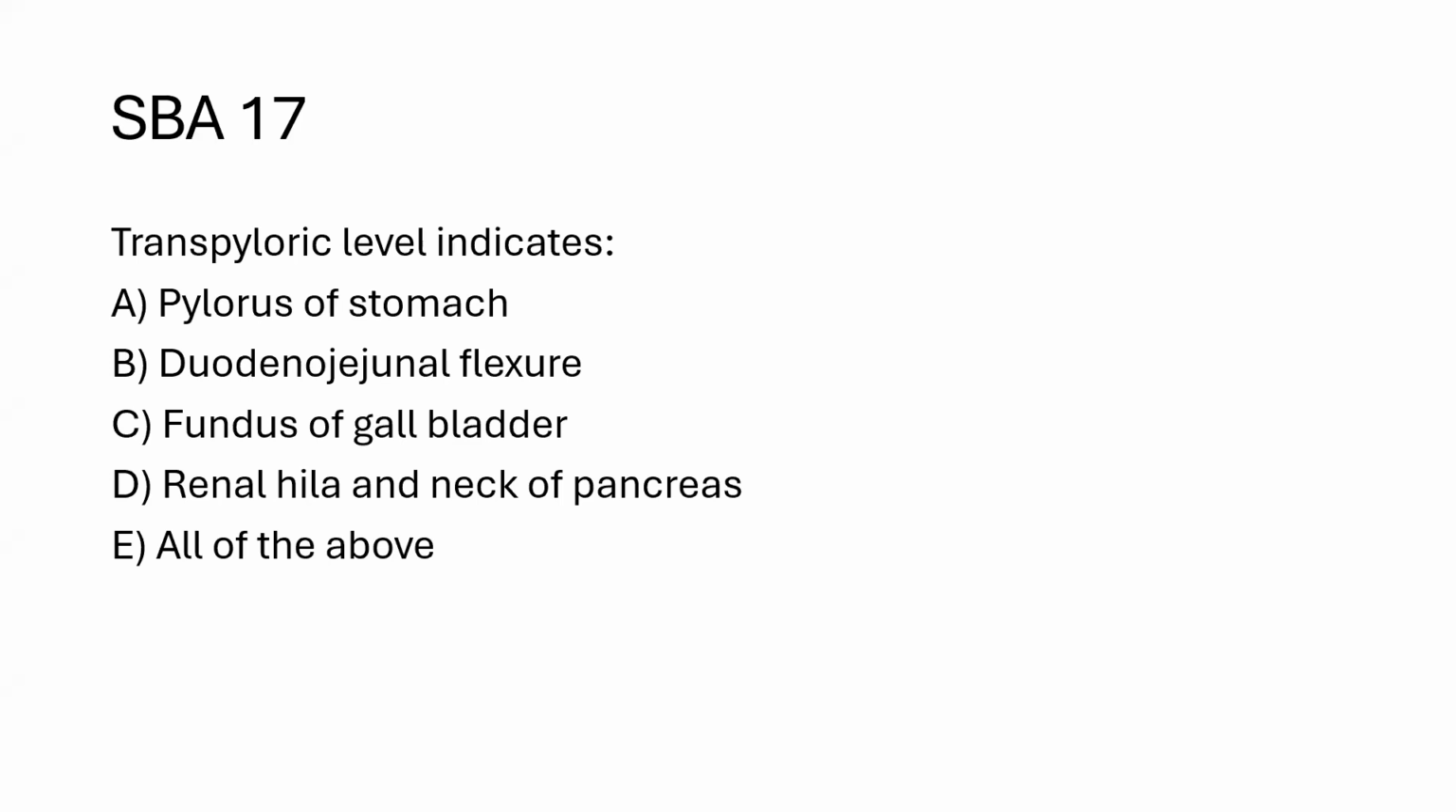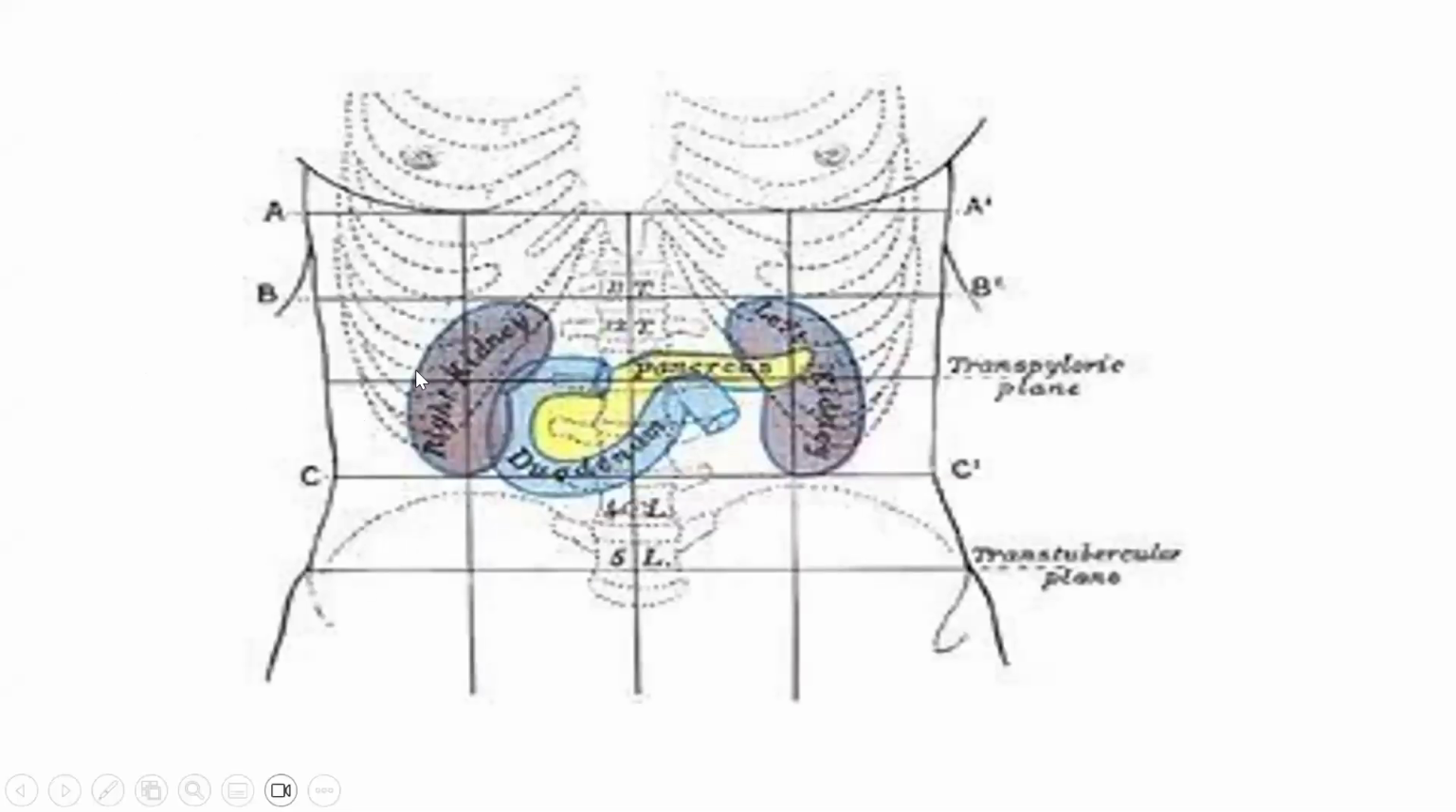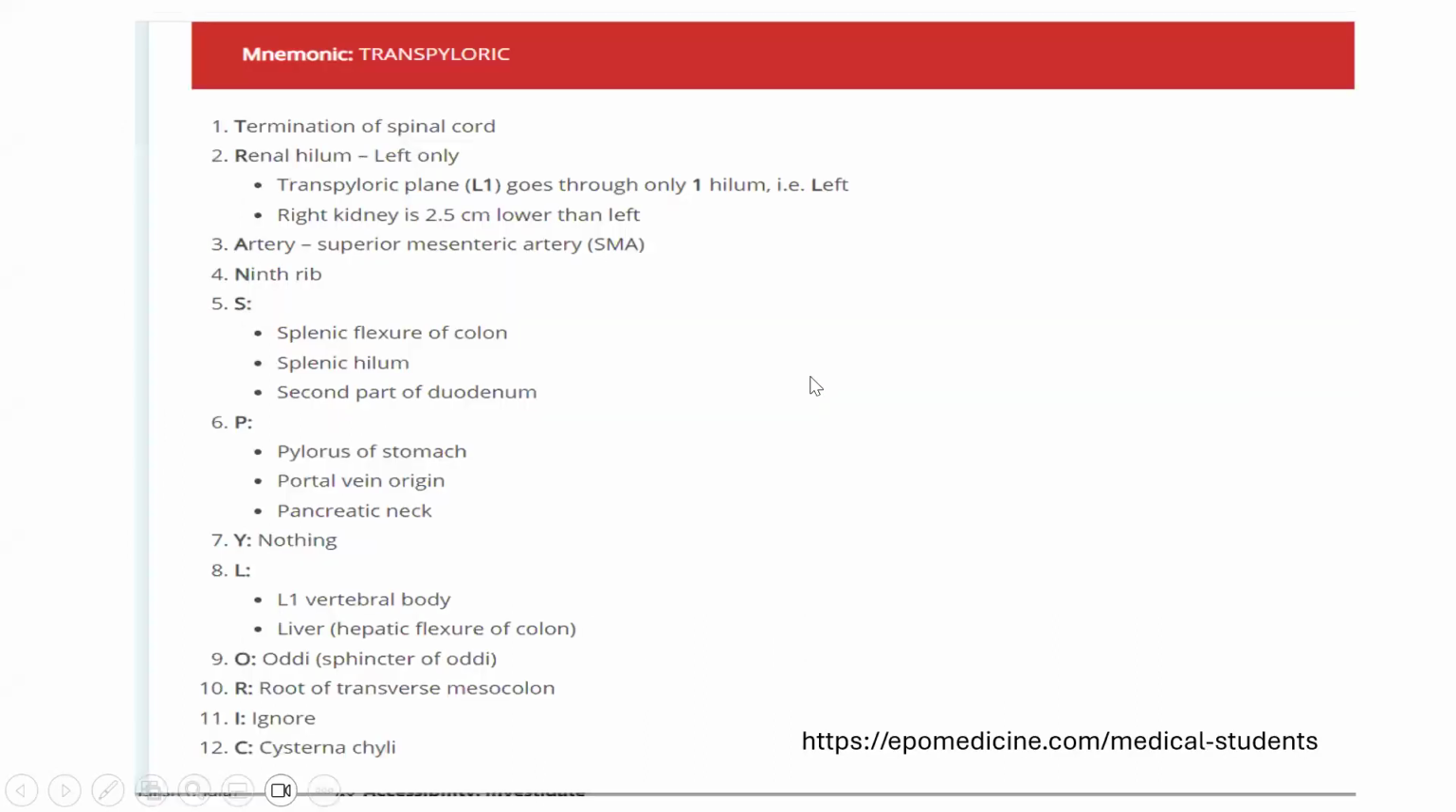The transpyloric level indicates what structures? All of the above. Pylorus of stomach, duodenojejunal flexure, fundus of gallbladder, renal hilum, neck of pancreas, all of the above. I think it is easy to remember if you just imagine this plane, but still I found a mnemonic, so I'm sharing it here. If it is difficult to remember, then this is a good way of remembering.